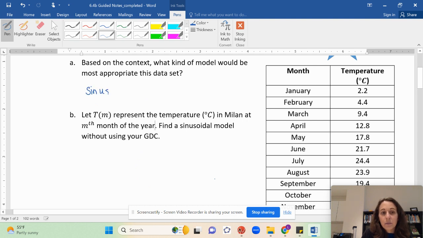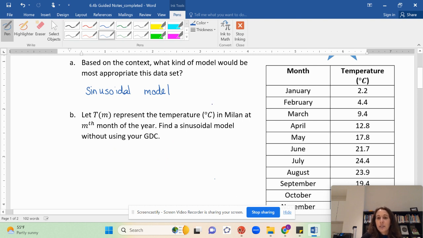We spell it like this, sinusoid. The sinusoidal model includes a sine or a cosine function, or both included in sinusoidal modeling. We'll talk about which one we'll choose in a moment. First, we're going to find a sinusoidal model without using our GDC, maybe for some basic calculations, but we're not going to use regression.